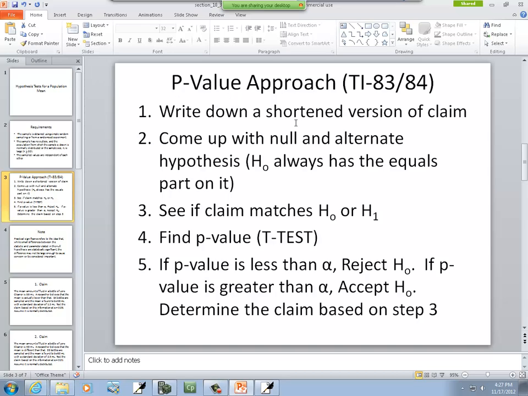First step is write down a shortened version of the claim. Step 2, come up with a null and alternate hypothesis. H0 always has the equal part on it. Step 3, see if the claim matches H0 or H1. Step 4, find the p-value using a t-test. If the p-value is less than alpha, reject H0. If the p-value is greater than alpha, accept H0. And determine the claim based on step 3.